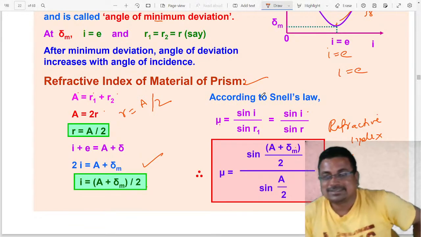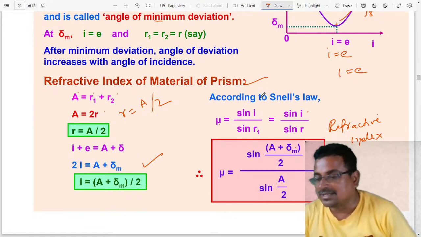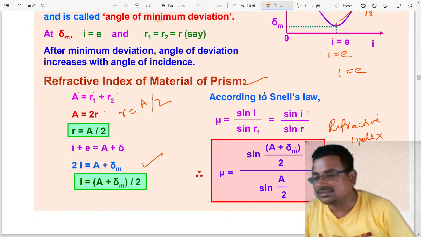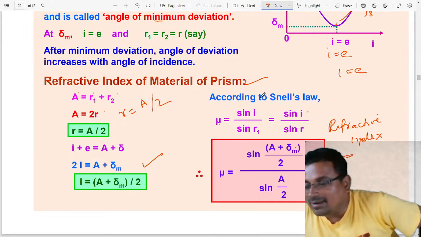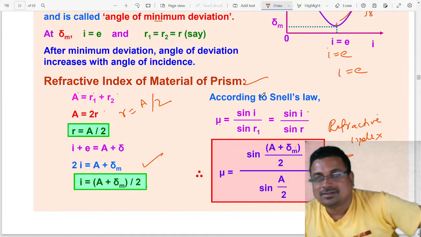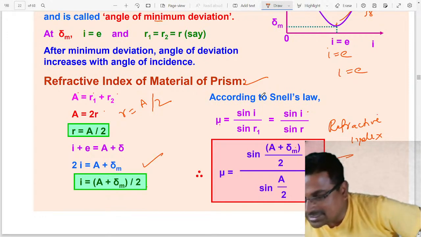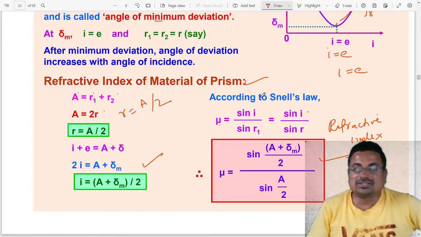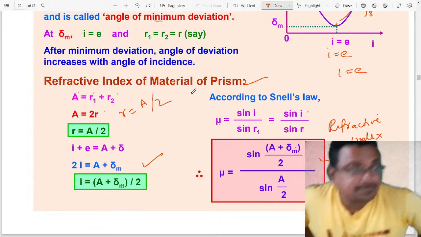Okay, friends. Today we are discussing optics, ray optics, second class. At a particular angle of incidence, the angle of deviation becomes minimum, and that is called minimum deviation. As the angle of incidence increases, the angle of deviation decreases. So this is the formula for the refractive index of the material of the prism.